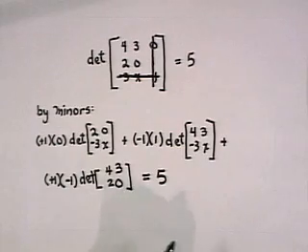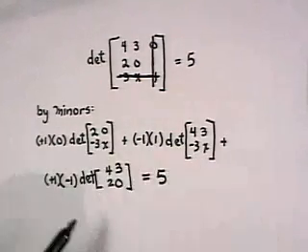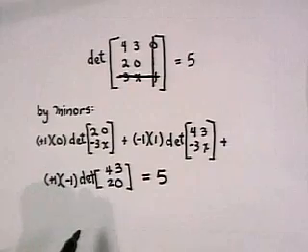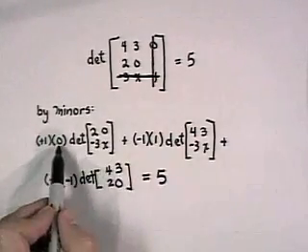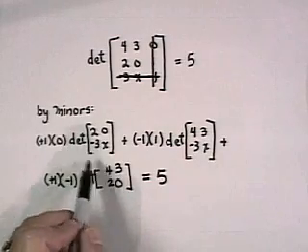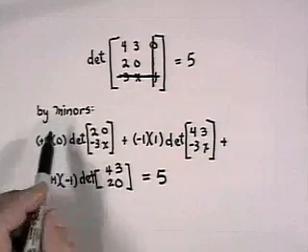What remains to be done is to actually evaluate each of the determinants and see what kind of equation we'll get. This first term here is 0 times the determinant. That's going to be 0, so that term drops out.